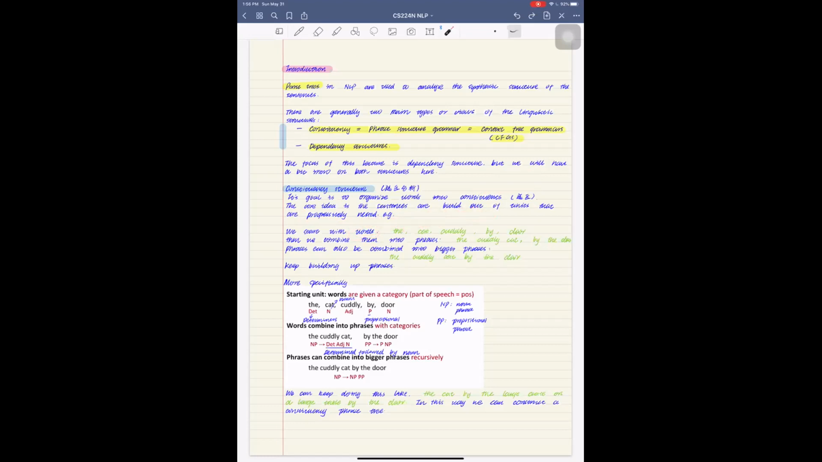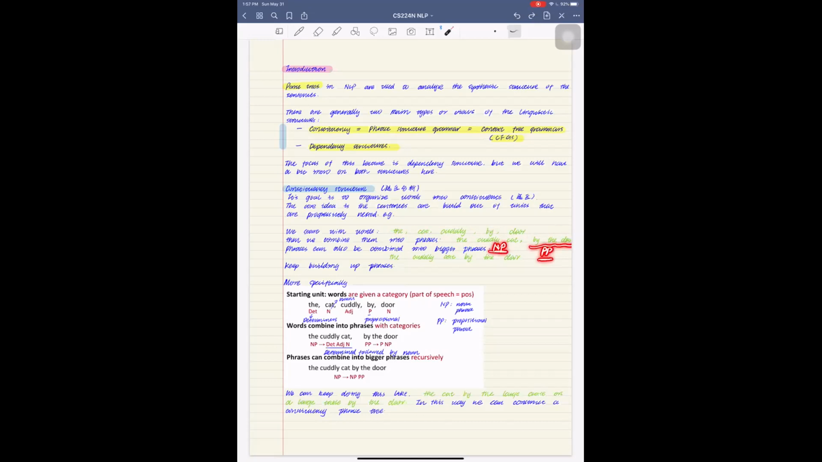Words are the simplest unit in a sentence, or in any kind of language. Suppose we have the words: the, cat, cuddly, by, door. That's the first unit here. The next level is that we nest words into a phrase. What can we combine? We can do "the cuddly cat", that's one phrase. Second, "by the door", another phrase. This is a nominal phrase, and that's a prepositional phrase. So NP here and PP here.